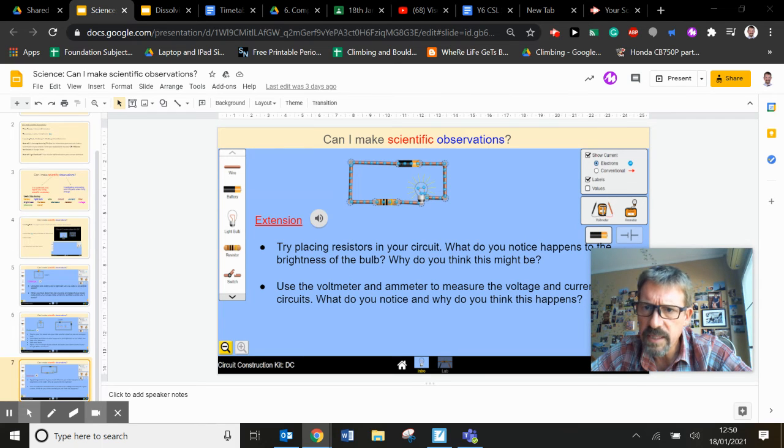Okay, you can also, at this point, use the voltmeters and ammeters at various points. Now, these have to go across components. You can't just put them in the wire. They have to go across the batteries or across the resistor or across the light bulb. So what do you notice happens to the volts or the amps in your circuit when you add resistors? Okay, I hope that's fairly clear.